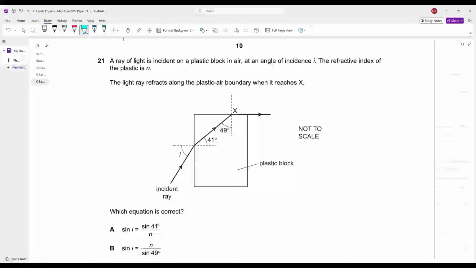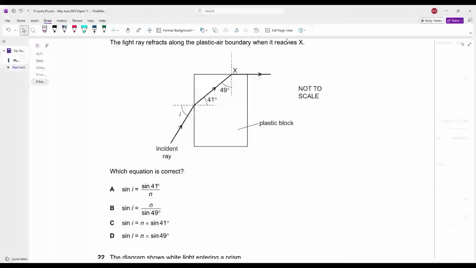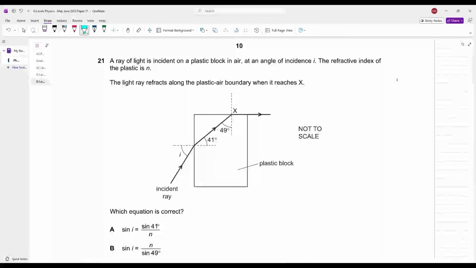A ray of light is incident on a plastic block in air at an angle of incidence I. The refractive index of the plastic is N. The ray refracts through the plastic air boundary when it reaches X. Which equation is correct? अच्छा, refractive index of plastic क्या था भाई? N. अच्छा जी, इसका refractive index N है. अच्छा, refractive index of plastic आप किस तरह निकाल सकते हो?